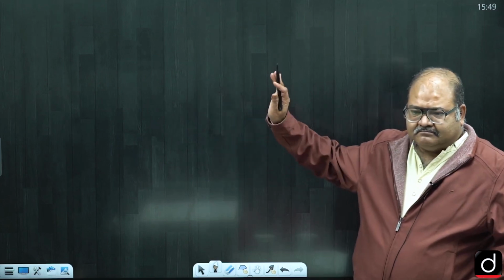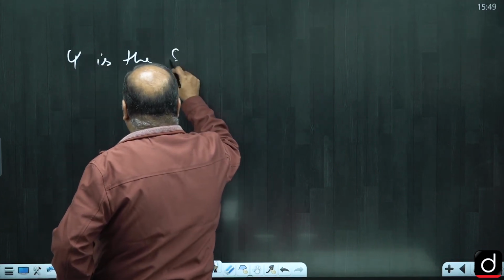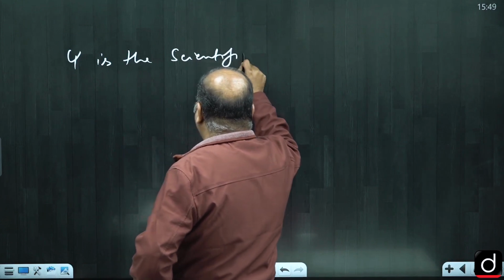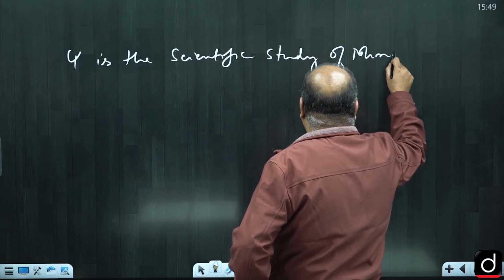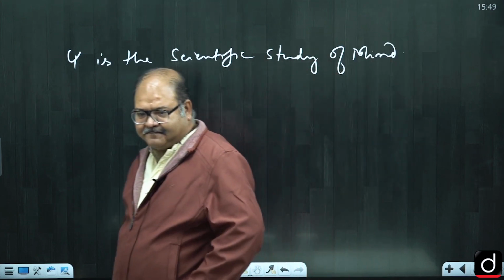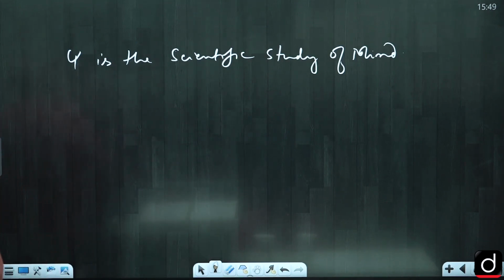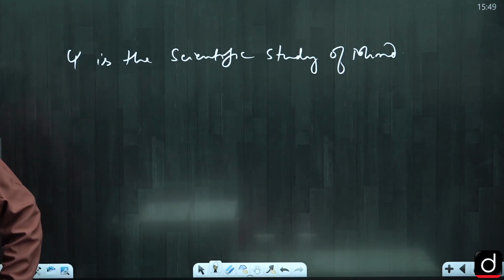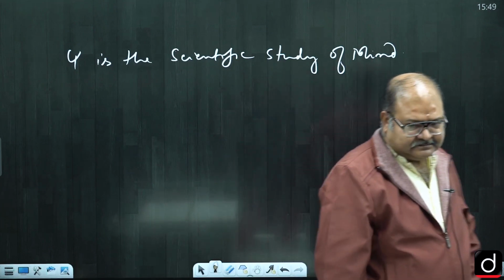So, functionalism brought a change in the definition. He said, psychology is the scientific study of mind. They replaced the word consciousness with mind. And what is mind? Mind is a state of consciousness which keeps changing every time. Your state of mind keeps changing every moment.